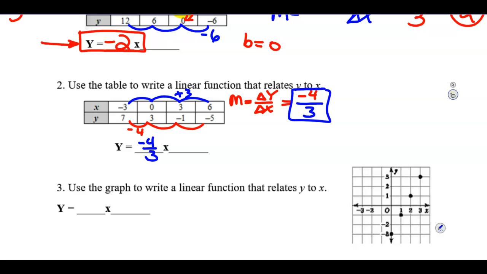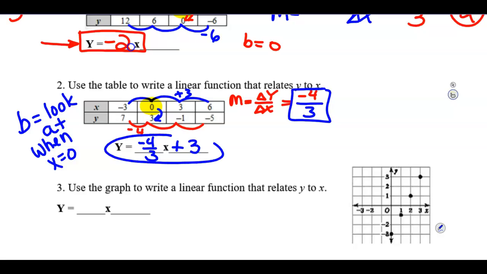And then we're going to see, is there a b? I'm going to look at when my x is 0. So b, over here in my notes, we look at when x equals 0. We look at the number that's by it. And then that will tell us if it's plus a number or minus a number. So this is actually a positive 3, so it's y equals negative 4 over 3x, plus 3. That's how I find my b. All right, so that's from the table.